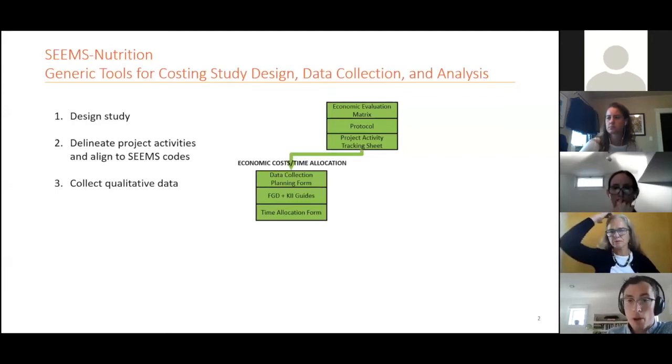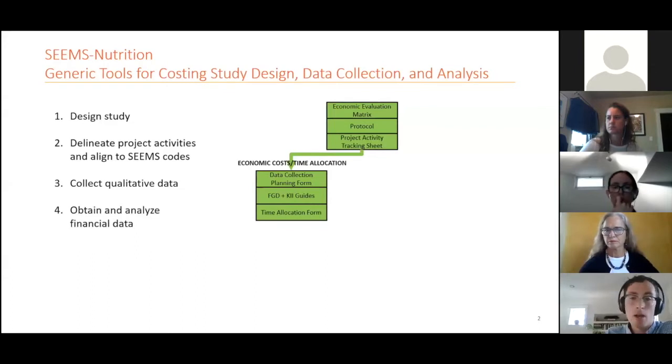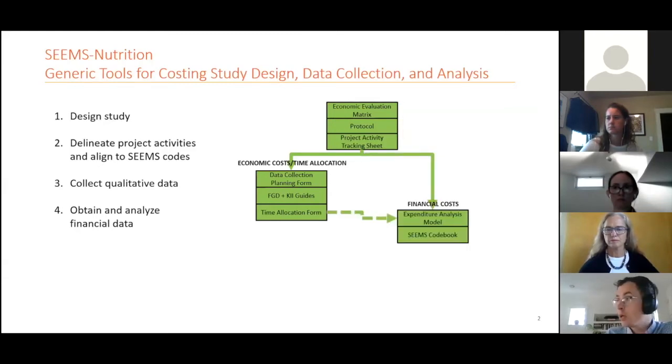We've been lucky enough in our projects that we have implementing partners who are generally large international NGOs who have been willing to share their expenditure data so that we can directly estimate and understand the financial cost of each program. If you don't have access to financial data, you can still estimate financial costs using qualitative microcosting. But if you do, we've generated a generic financial expenditure analysis template, which you can use if you have access similarly to raw expenditure data.